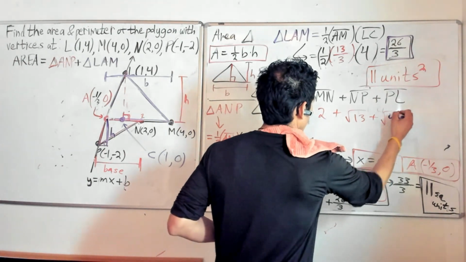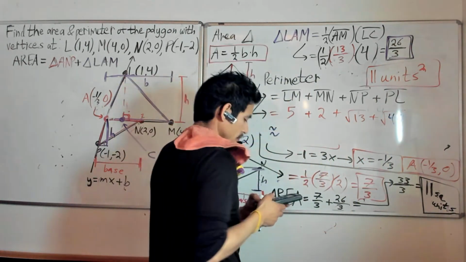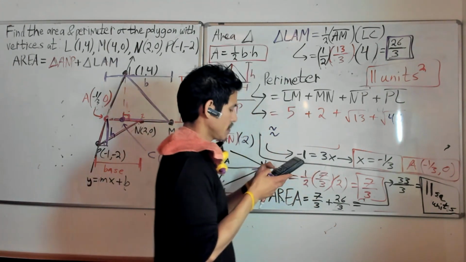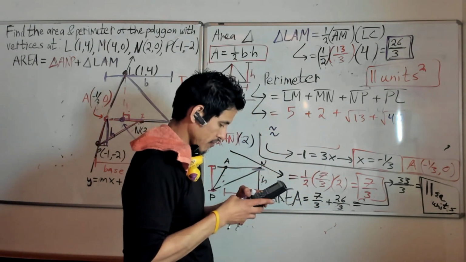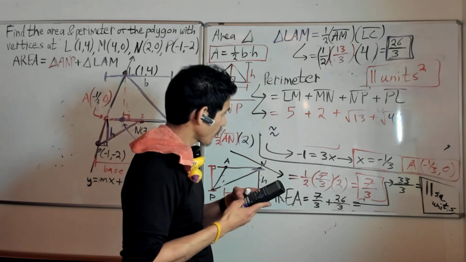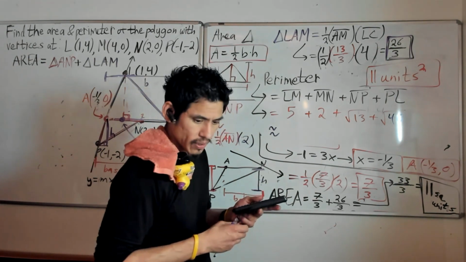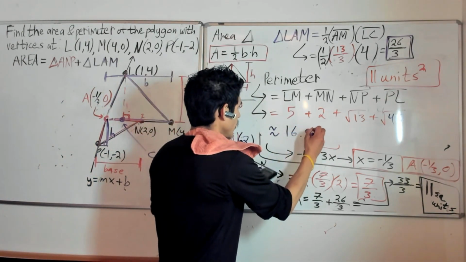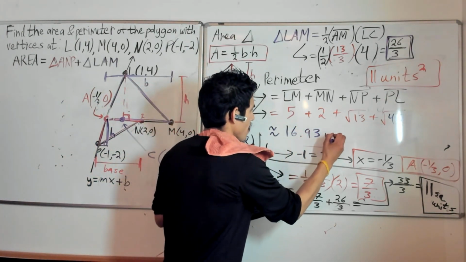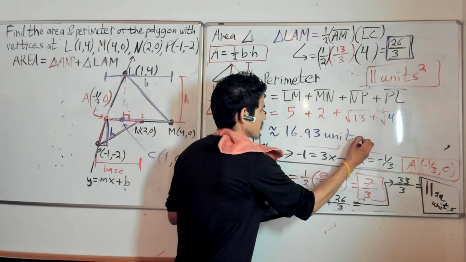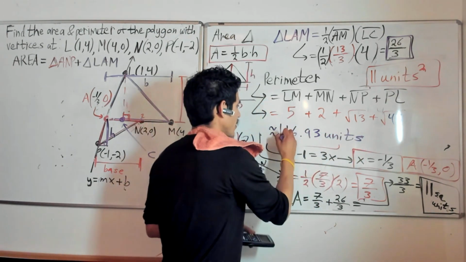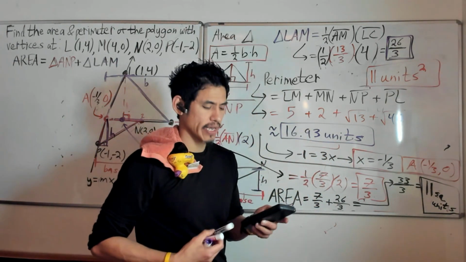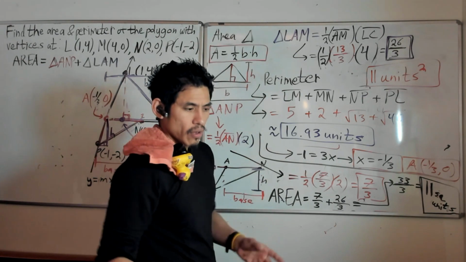And when you add them all up, the square root of 13 plus the square root of 40 plus 7, we get 16.93 units for the perimeter. But again, try this on your own if you want practice with it. Try it first by pausing the video and doing the work, then check in with this, and you should get this.